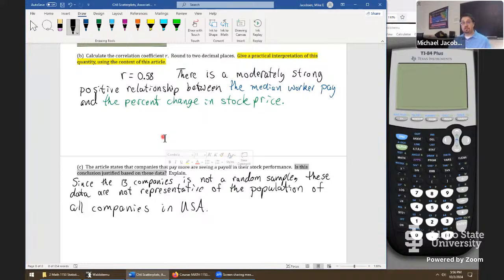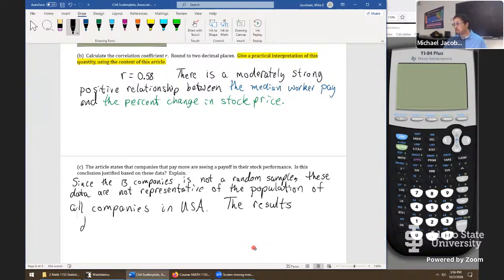The more they're getting paid, the more the stock price is going up. But when you read an article like this, you're thinking all companies, whether they be McDonald's, Starbucks, ISU, as an example, things like that. And well, there were no companies like that in this data set whatsoever. So since the 13 companies is not representative of all companies in USA, the results do not apply. They could be true, but they do not apply to all companies.